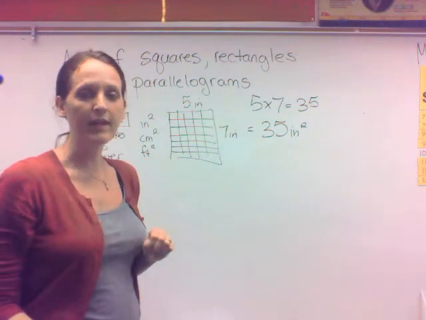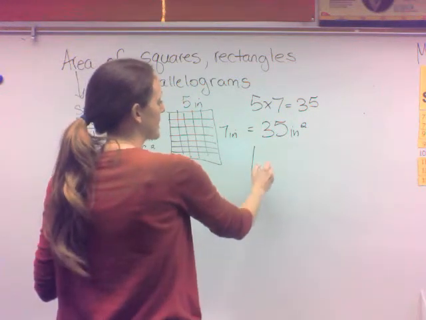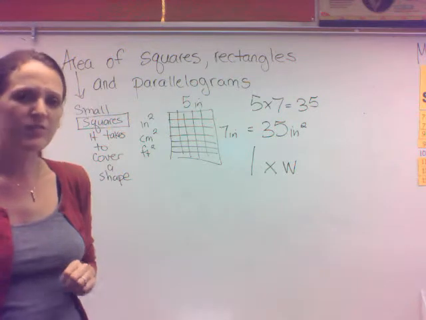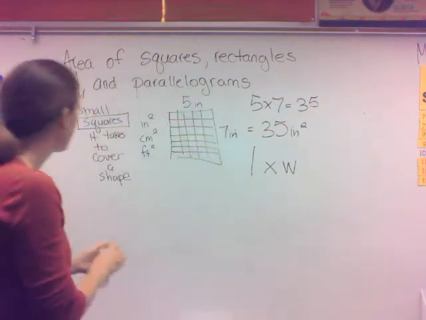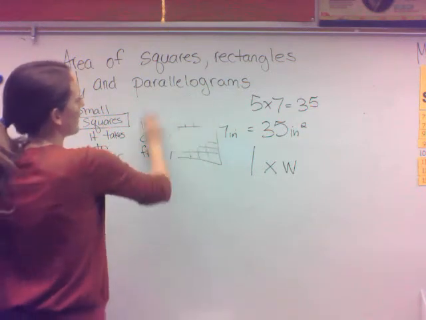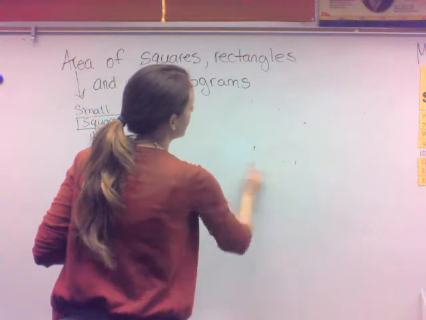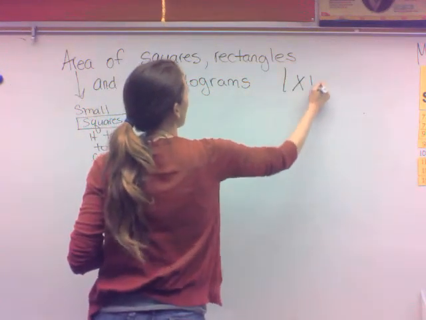The formula for finding the area of squares, rectangles, and parallelograms is length times width. So it's fairly easy. Now we're going to review one of a square because that was a rectangle. But remember, length times width.